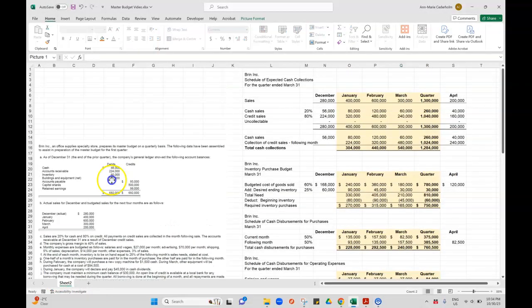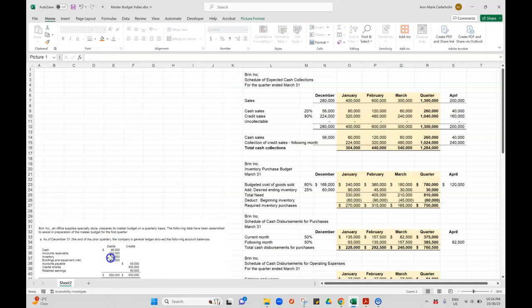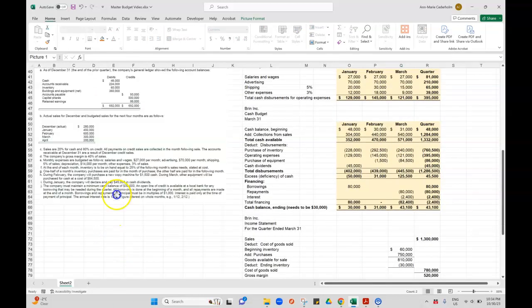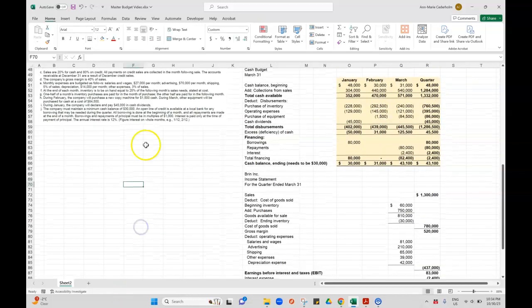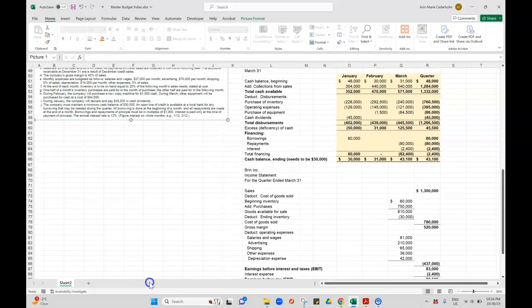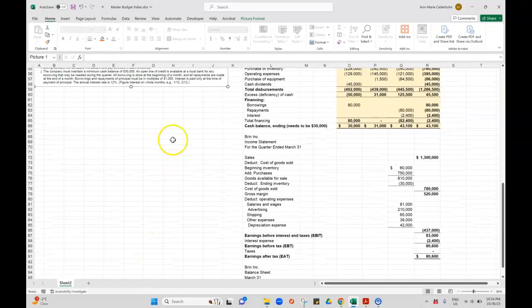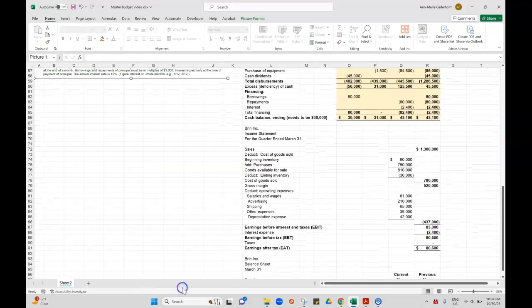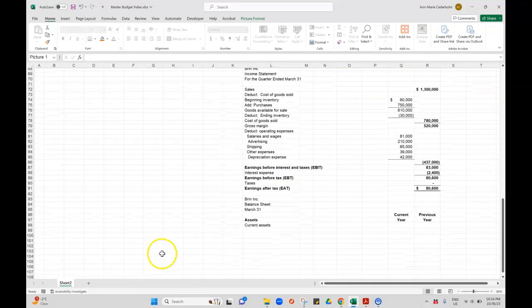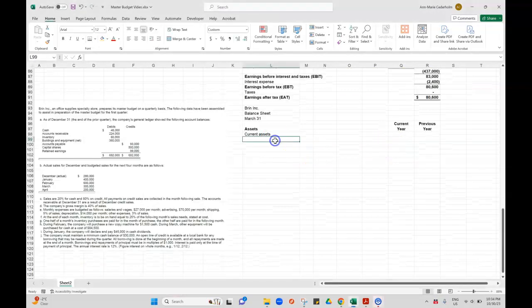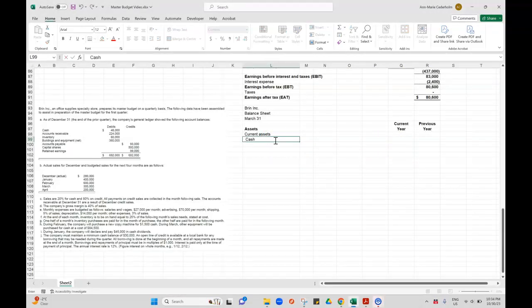So I'm just going to move the question down a bit, just so I can copy this balance sheet. Okay, why are you not copying down? Okay, so my cash for the previous year was $48,000. So let's just get the previous year to work.